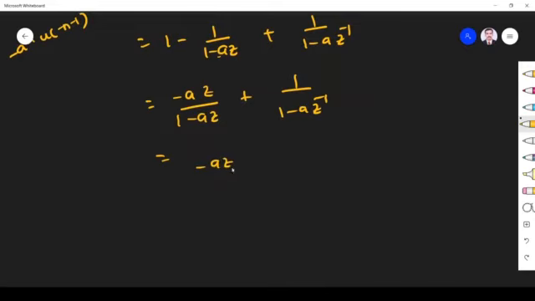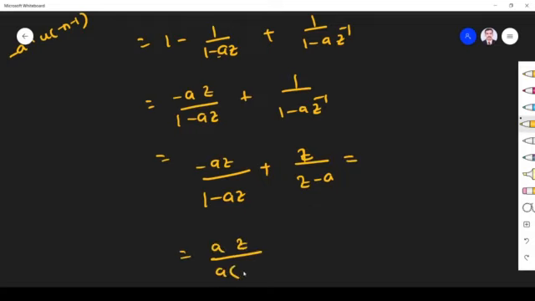This is minus a z divided by 1 minus a z plus 1 by, this is a by z, so z by z minus a into z. Fine. So this will be like this. Here I take a outside, a outside means this will become a z divided by a I take outside, minus will be here, here minus a I take outside, z minus 1. This will be cancelled, z by z minus a.